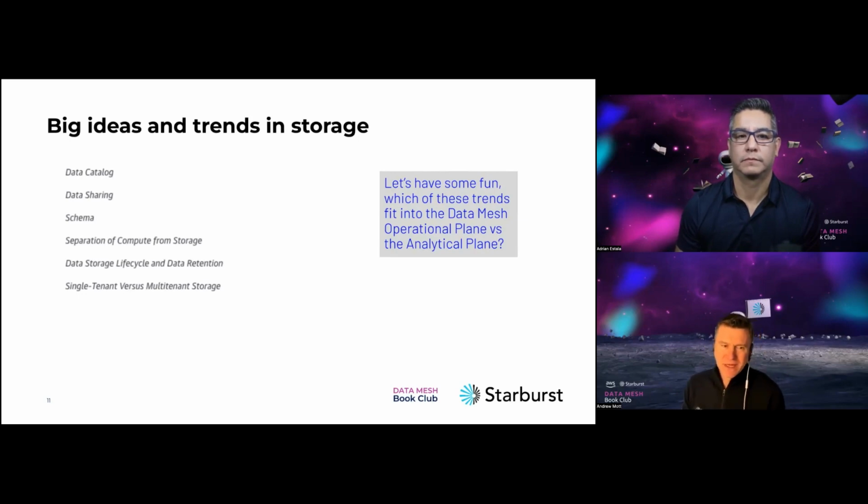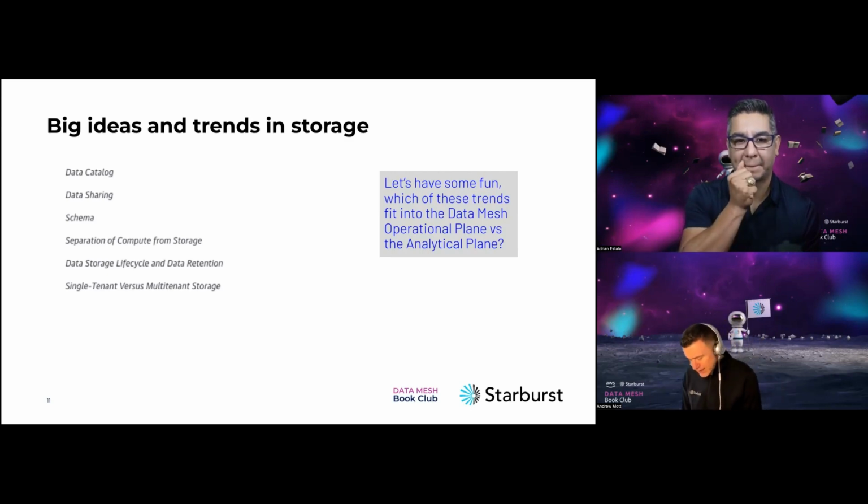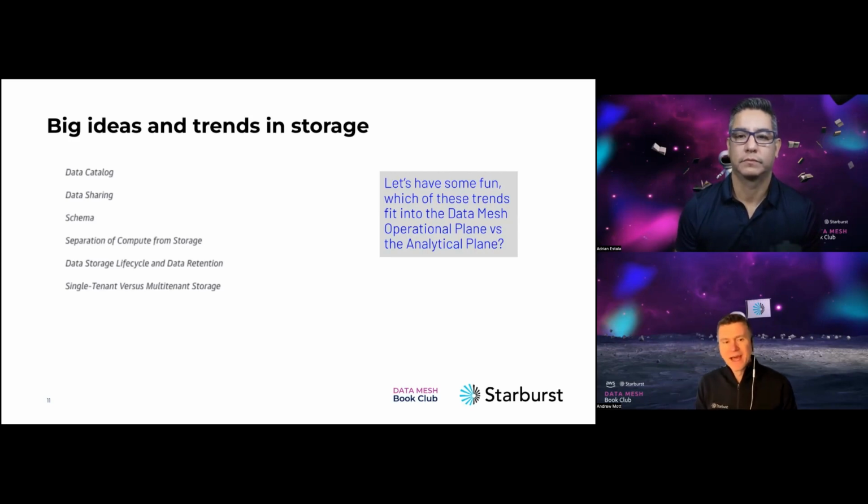Single tenant versus multi-tenant storage is, to me, where we start getting into probably analytical only. The more I look at this list, I think the catalog is probably the one that spans both. The others are probably more focused on just the analytical plane, as concerns or trends that impact or influence it. But I do think the catalog should go across both, and I hadn't really thought about that before. So it's an interesting question.